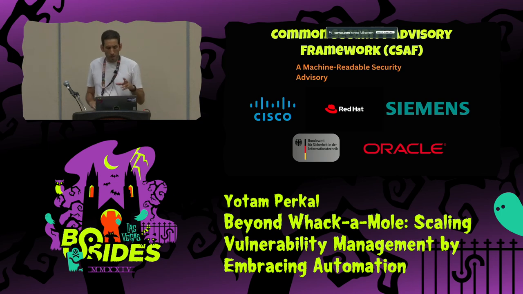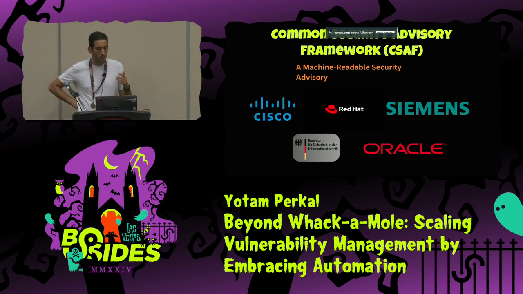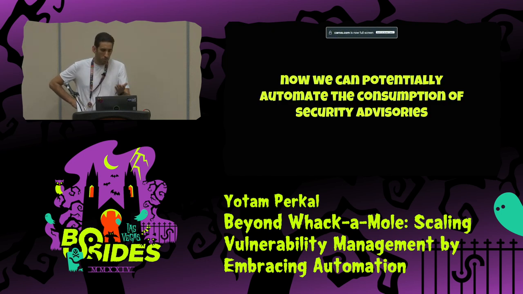There are a lot of big vendors that are already generating CSAF, such as Cisco, Red Hat, Siemens, Oracle, and more. It's still not enough, obviously, but it's a good start. If we want to get to a point where we automate this process, CSAF or a CSAF-like thing is a must. So now you have software that can potentially automate the consumption of security advisories, which is what is written here. Okay, nice. But why stop here?